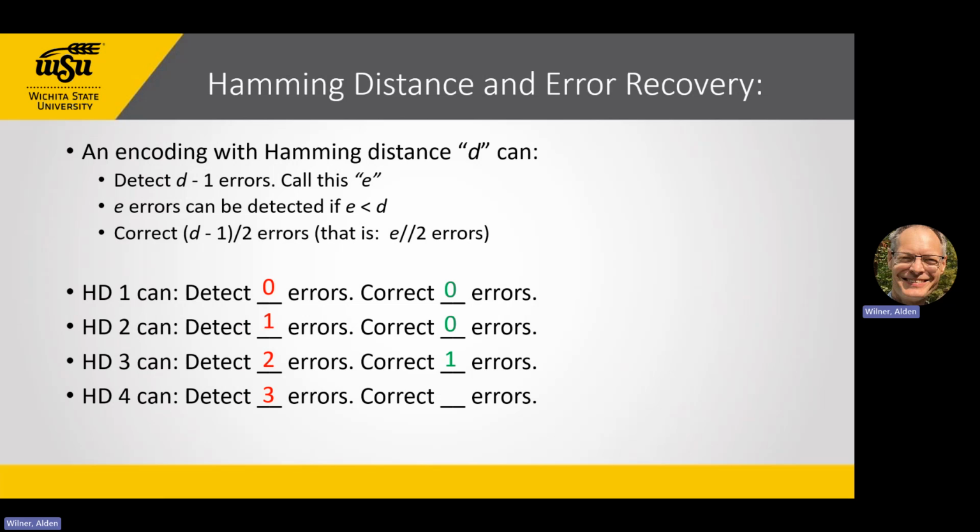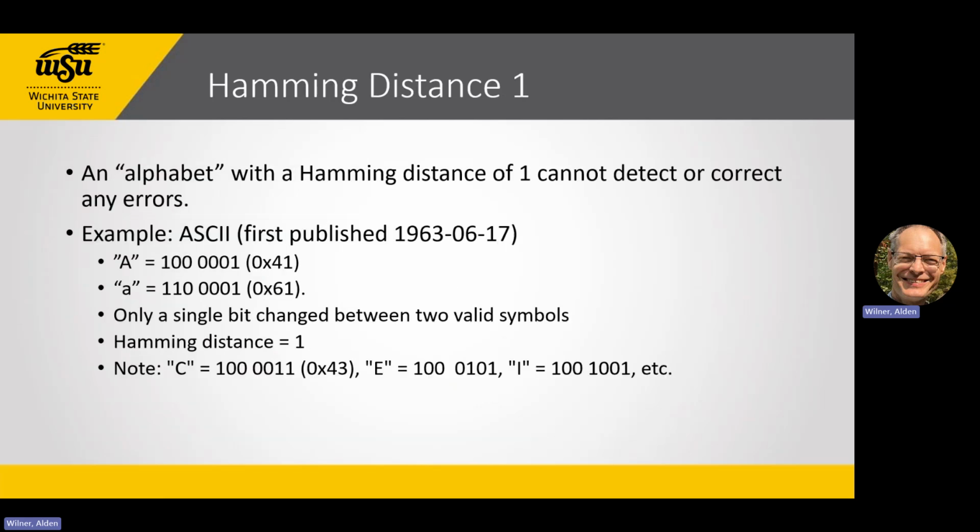3. How many can we correct? Still 1. Yeah, you divide 3 by 2, you get 1.5. A Hamming distance of 5 can detect 4 errors. How many can it correct? 2. Right, so the more redundancy you add, the further your Hamming distance, edit distance, is, the more errors you can correct.